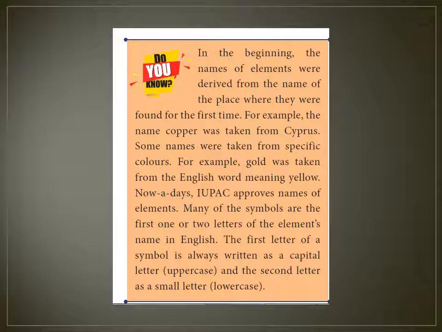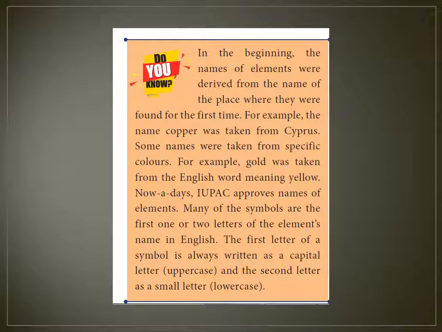Do you know? In the beginning, the names of elements were derived from the name of the place where they were found for the first time. For example, the name copper was taken from Cyprus. Some names were taken from specific colors. For example, gold was taken from the English word meaning yellow.